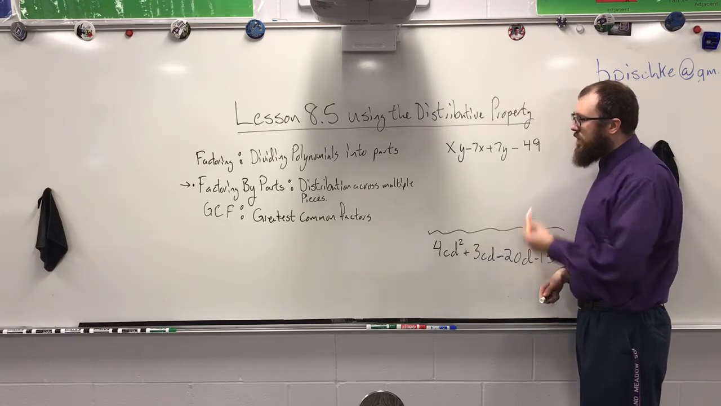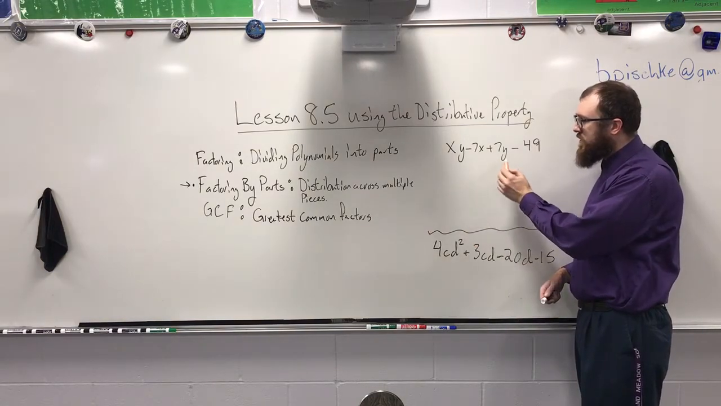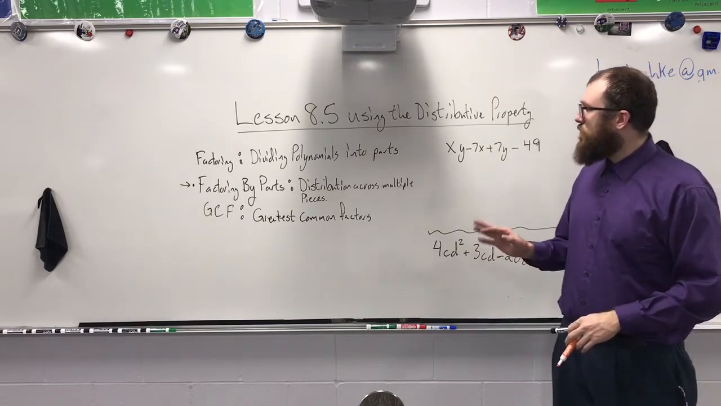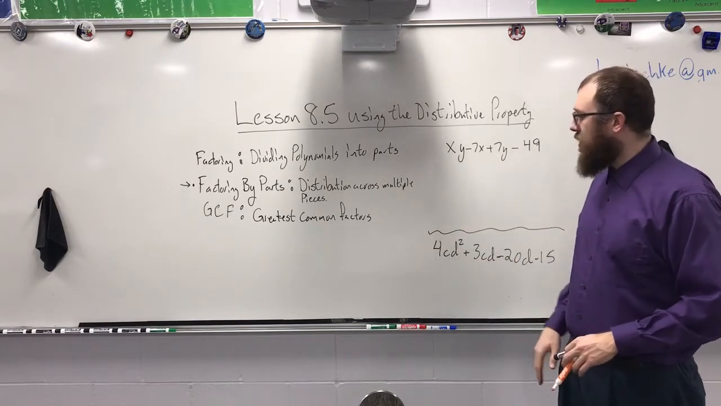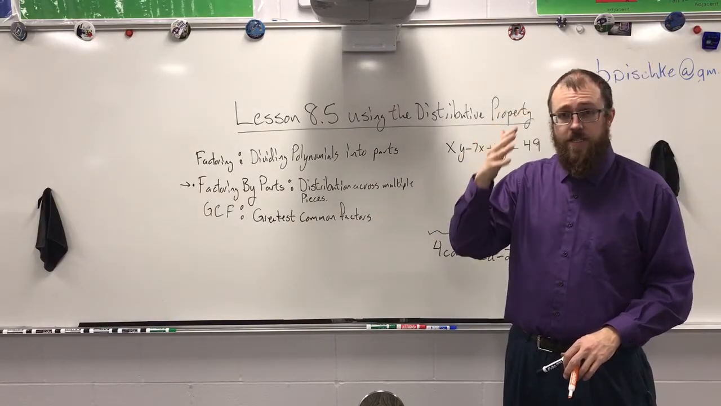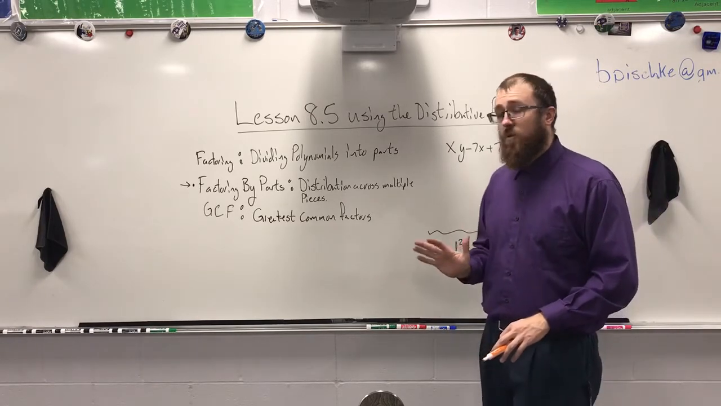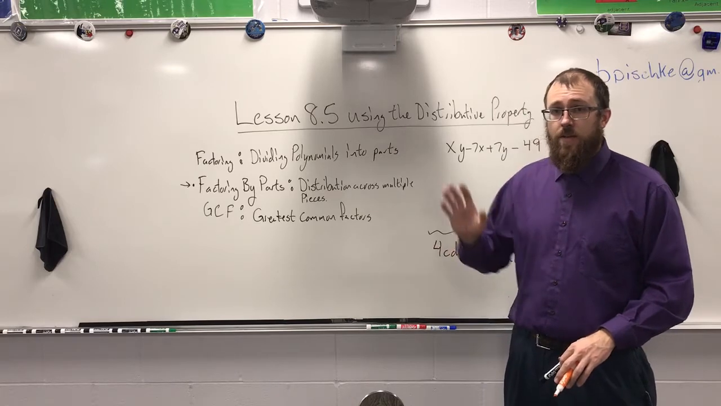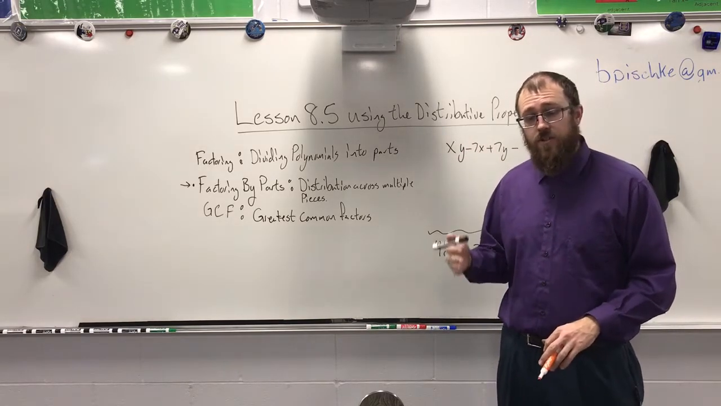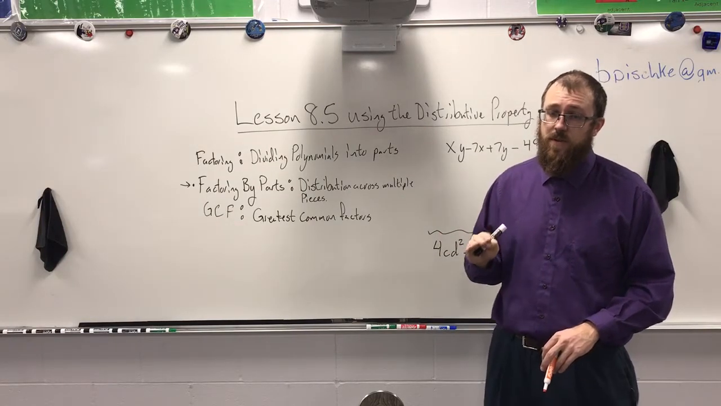So up here I have a problem that we're going to work on. I have xy minus 7x plus 7y minus 49. Now, these distribution property factoring by parts problems will always be quadrinomials. So that's your immediate first tip-off. If you see a quadrinomial, it is very likely we're going into factoring by parts. Quadrinomial means 4 pieces. Now, it's not a guarantee that you're doing factoring by parts, but it's almost always going to be factoring by parts.